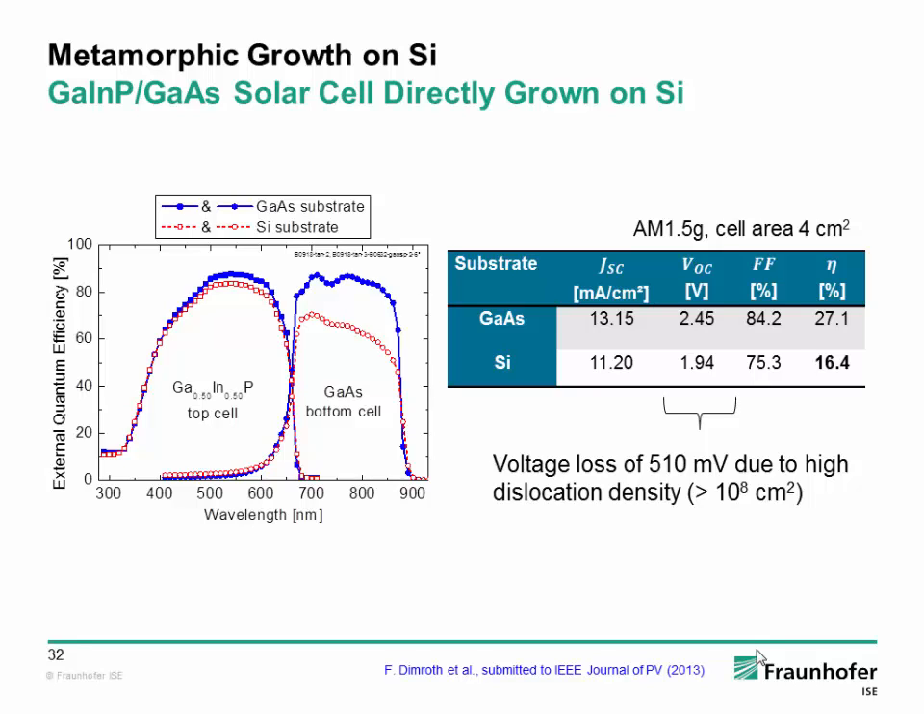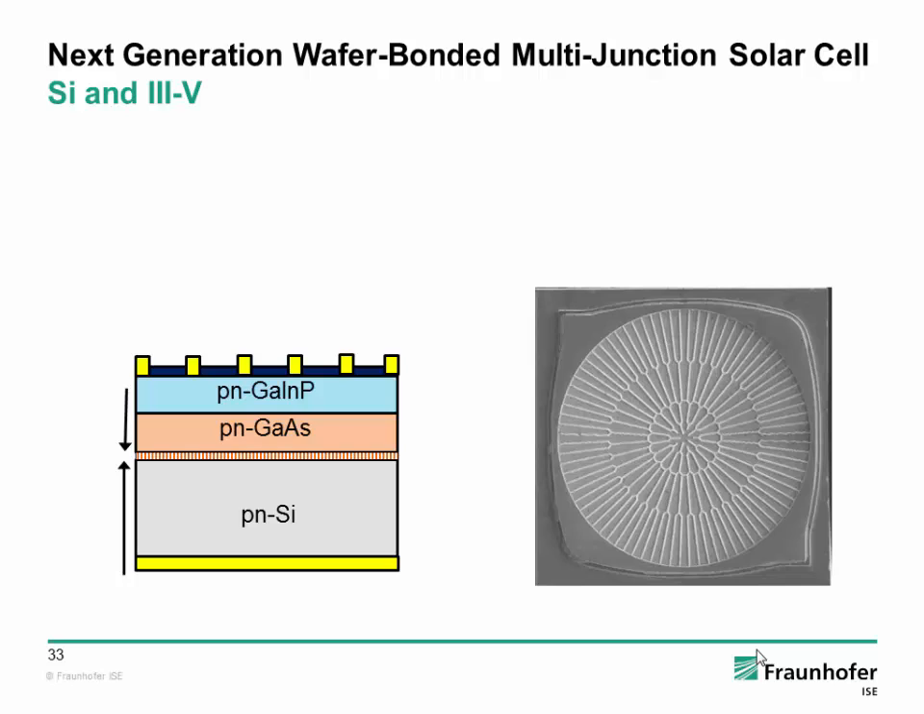If we grow it on silicon, you see again what we saw before for the gallium indium arsenide. We lose a lot of current, and if you look also at the voltage, we lose a lot in voltage due to the very high dislocation density which we have in this material.